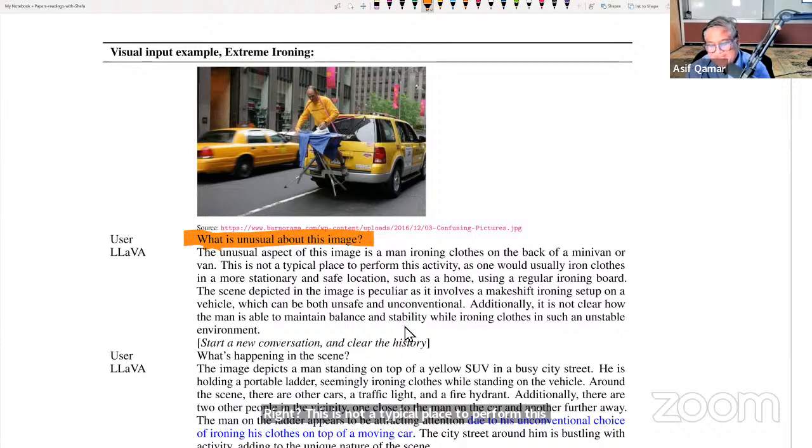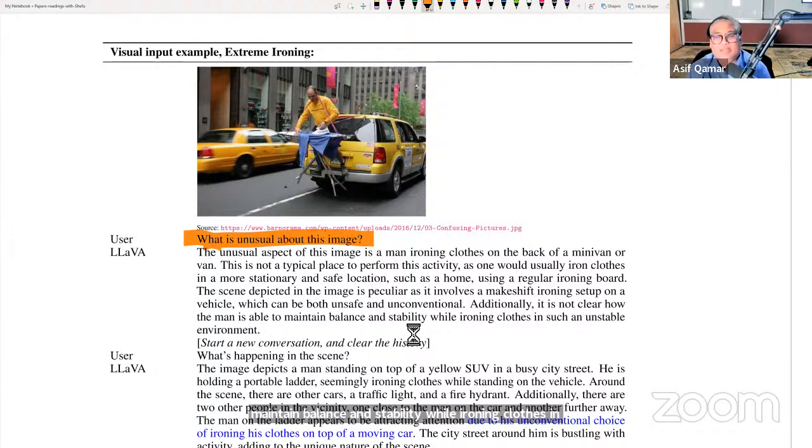Right? This is not a typical place to perform this activity, as one would usually iron clothes in a more stationary and safe location, such as a home, using a regular ironing board. The scene depicted in the image is peculiar as it involves a makeshift ironing setup on a vehicle, which can be both unsafe and unconventional. Additionally, it's not clear how the man is able to maintain balance and stability while ironing clothes in such an unstable environment.